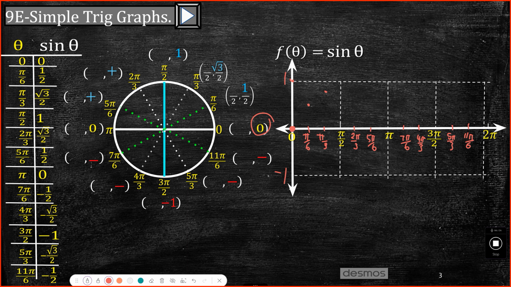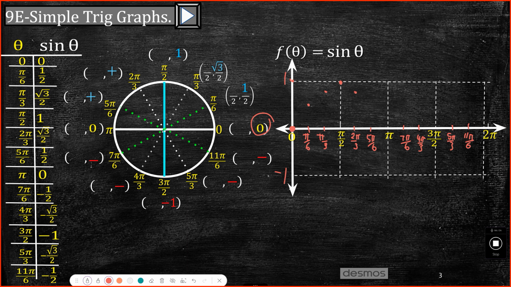Pi by 2 goes where? Come on, let's speed it up. Look it up there. Pi by 2 goes to 1. 2 pi by 3, what's the output of 2 pi by 3? Give it an approximation. About 0.87. 2 pi by 3 is 0.87, so it's going to be on the other side over here.